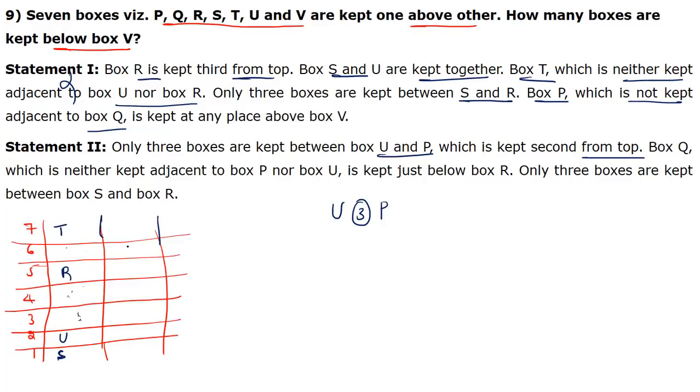So 1, 2. So P has to be here. Between U and P, there is a gap of three boxes. P is here. 1, 2, 3. So U has to be at this particular place.